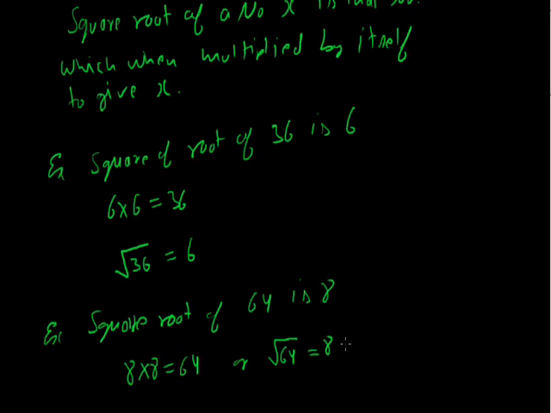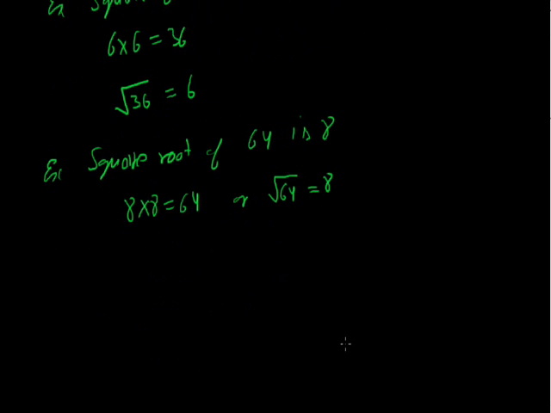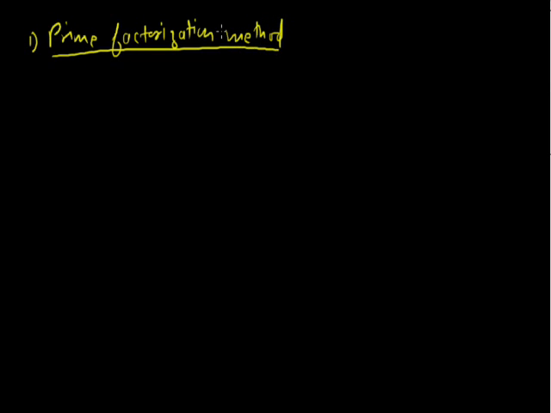Now let's see how we can find the square root of a given number. There are different methods by which we can find the square root of a given number. The first method that we discuss is the prime factorization method. In the prime factorization method, we have to prime factorize the given number and make pairs of 2.